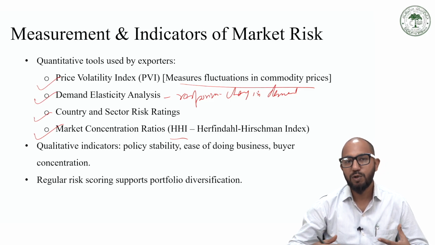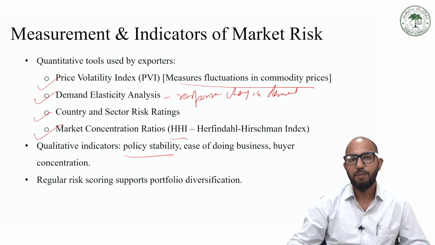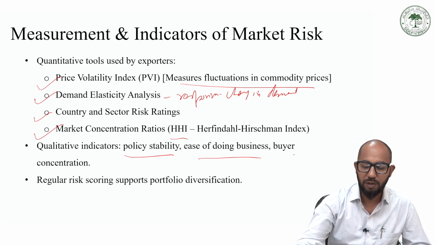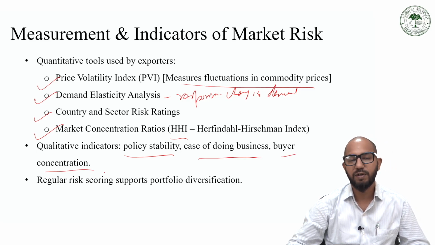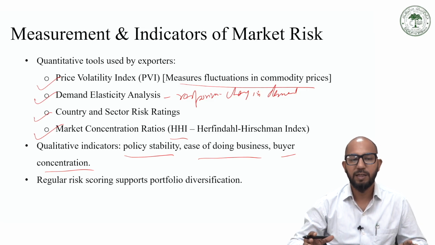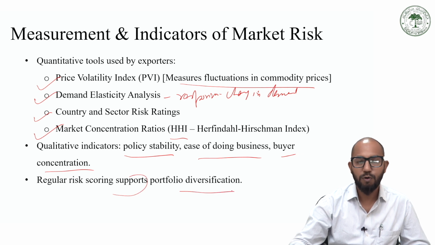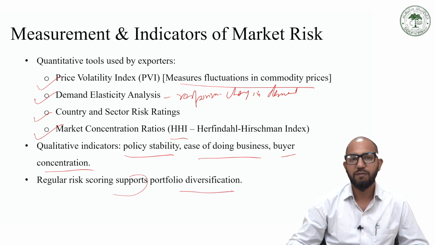There can also be qualitative indicators such as policy stability, ease of doing business, and buyer concentration. Thus, if these risks are understood properly by the exporters, the regular risk scoring can support portfolio diversification of the exporters, which can further increase the profitability of the exporters.